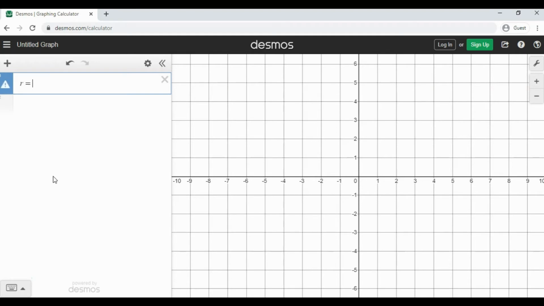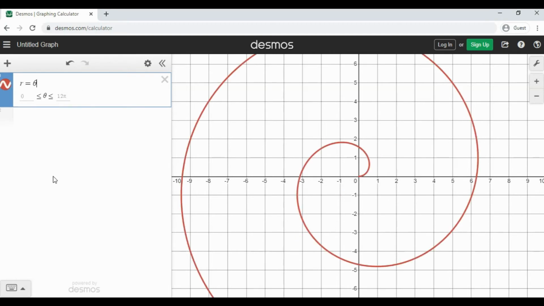We're going to put r is equal to 6 theta over pi, right? So here's what I need to show you. I want to show you how to do theta. To get the Greek letter theta, you have to type out the word theta, T-H-E-T-A, and then all of a sudden it turns into the symbol theta. Now look at this. Isn't this neat?